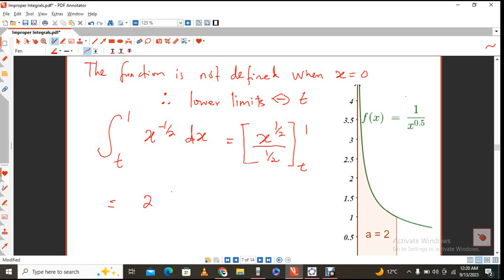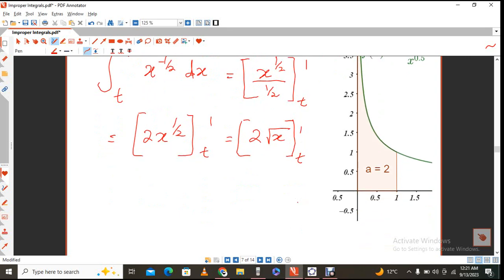Now here's the thing, and you should make very sure that you do not make a mistake. Dividing by half is the same as multiplying by 2. So it's 2x raised to the power of a half from t to 1, which you can write as 2 root x, because that's what power of a half means, from t to 1. Now I'm going to substitute in my limits, starting with the first one. So it's going to be 2 root 1, which is just equal to 2, minus 2 root t.